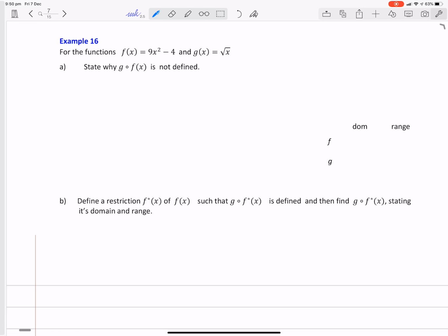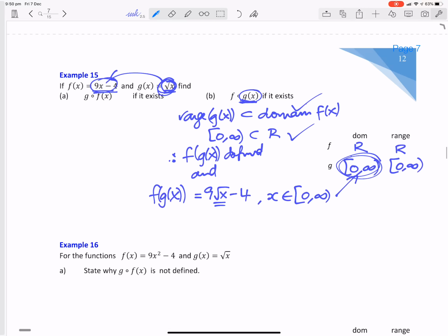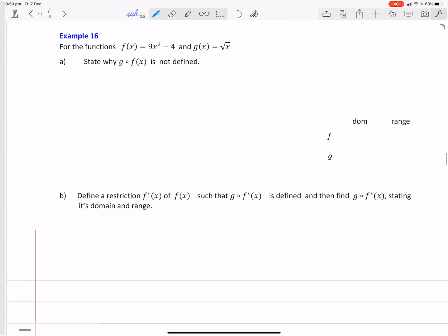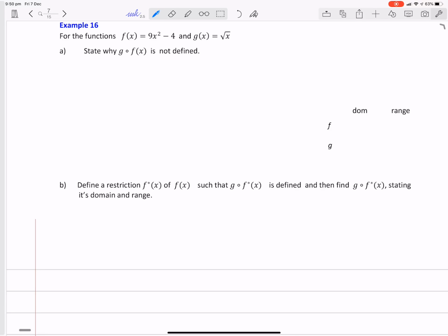Okay, so let's have another try. State why g of f is not defined. So is this the same question? No, it's similar. Okay, so state why g of f is not defined. So firstly here, my domain for f is all reals, and my range is -4 to infinity. And then g of x has domain 0 to infinity, and my range is 0 to infinity.